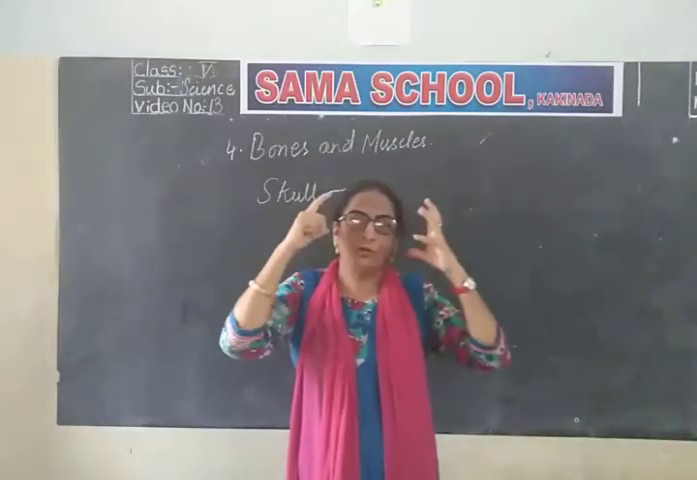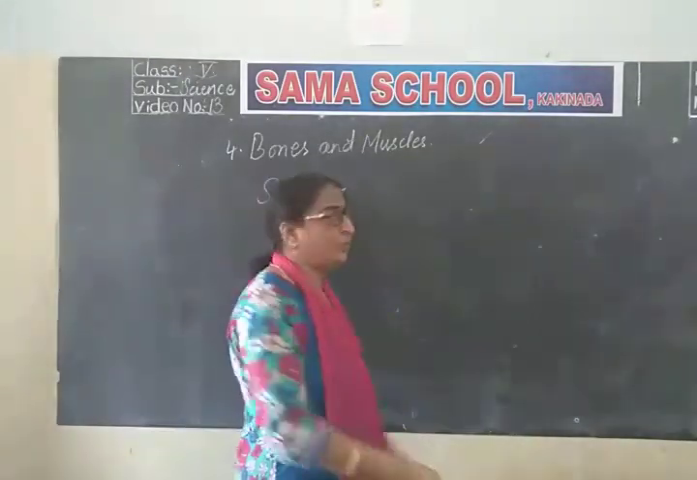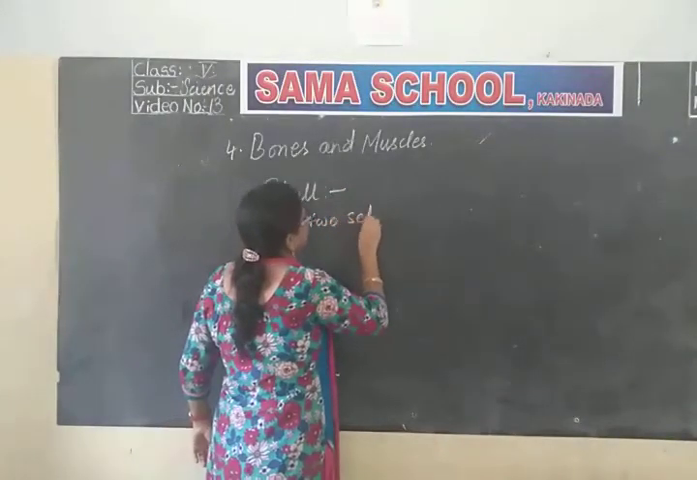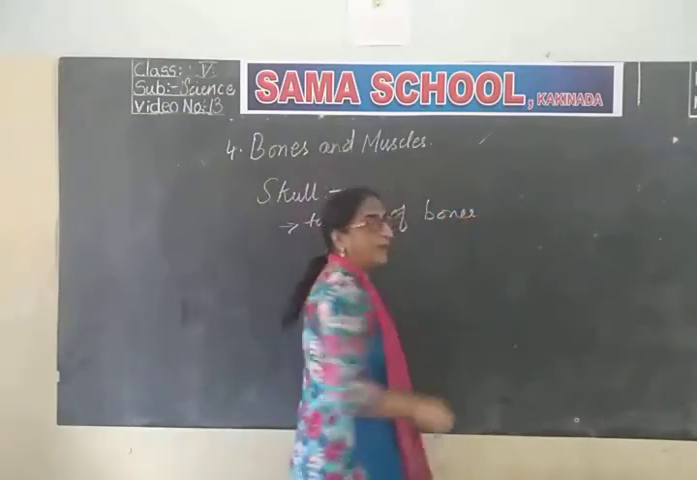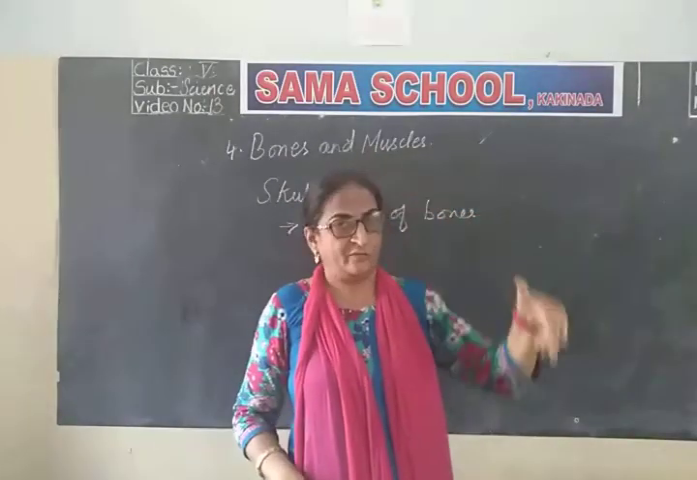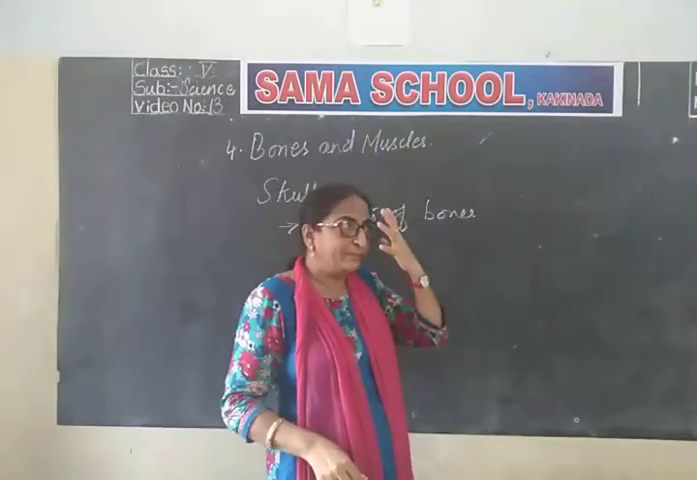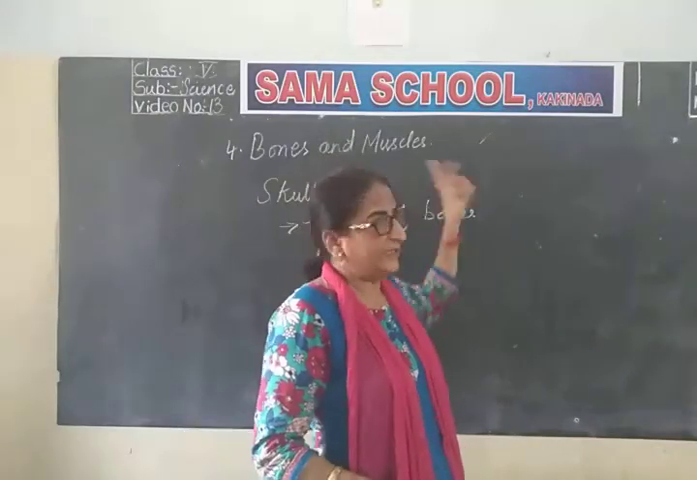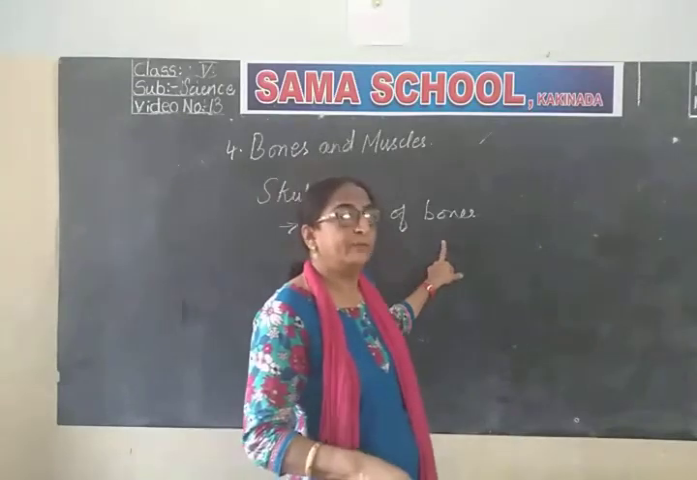Now when we are talking about the skull, this skull consists of two sets of bones. The bones of our face, and the bones that make up our forehead and the broad portion of the head. So skull consists of two sets of bones.